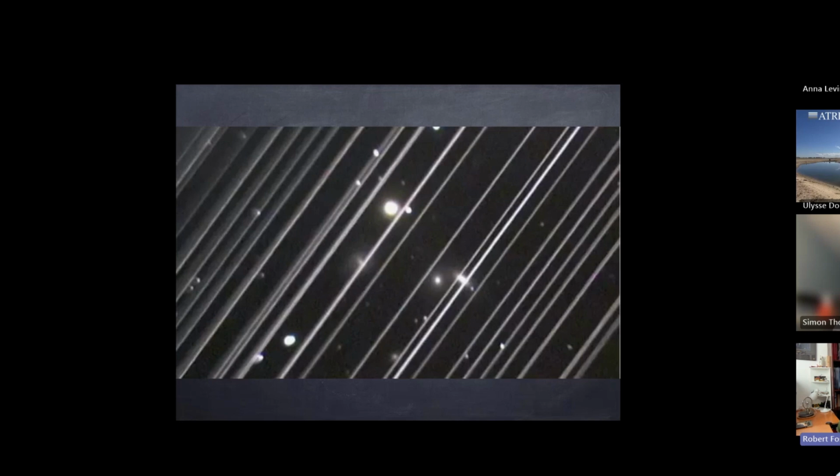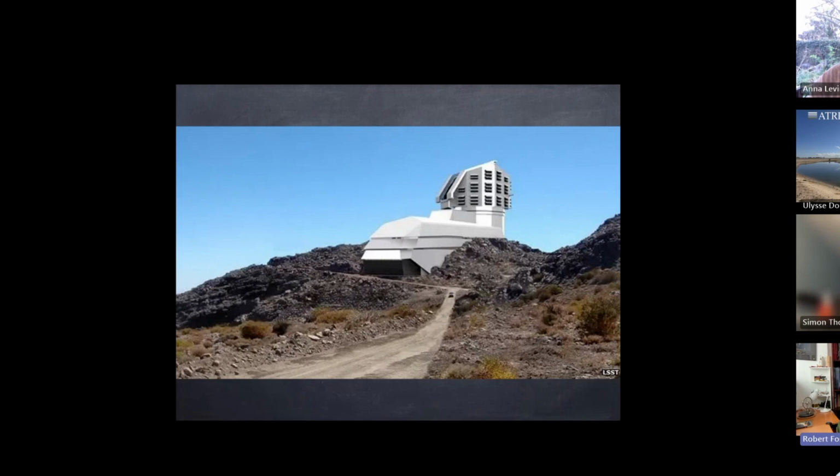There's no regulation stopping people doing this, and it's destroying ground-based astronomy in many ways. Not completely, but it's a very large factor. And in particular, the last picture I have is the development of a new telescope called the Rubin telescope.